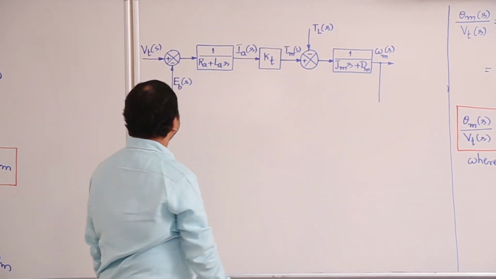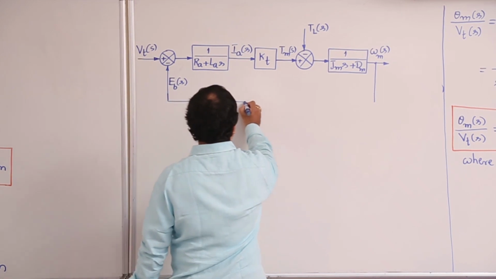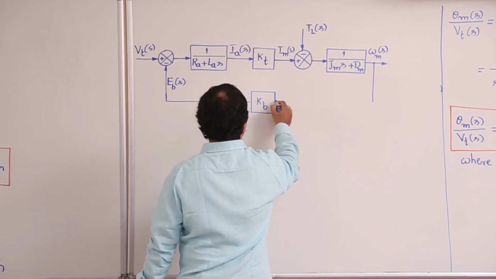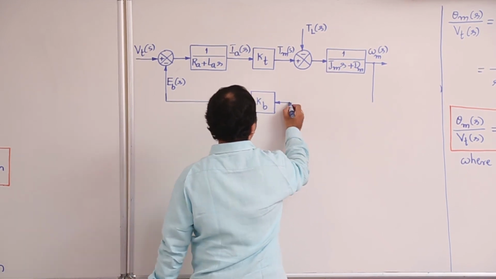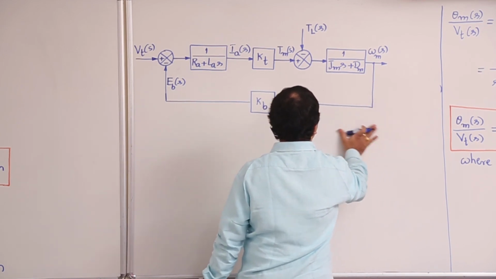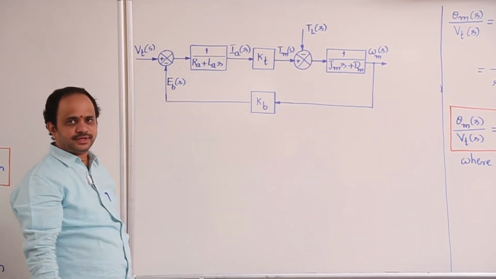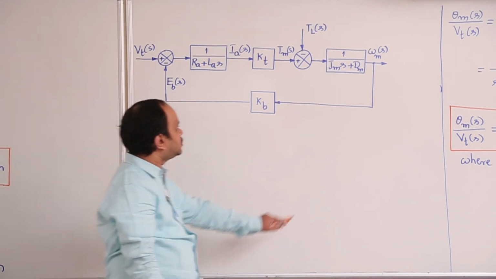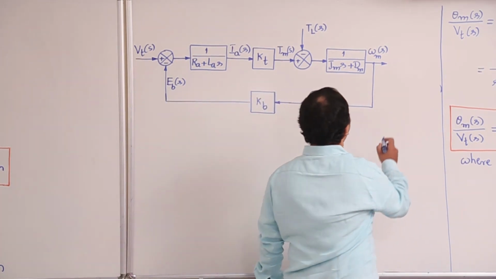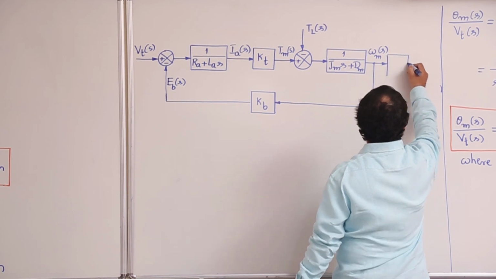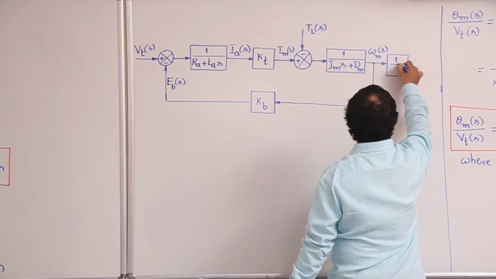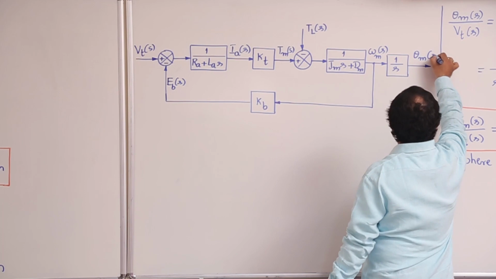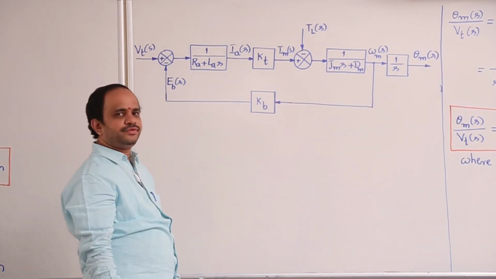Omega m of S is multiplied with the back EMF constant, then we will get EB of S. For example, if the control problem is a speed control, then you can stop here. Suppose if it is a position control, then if we integrate this speed signal, we will get theta m of S.